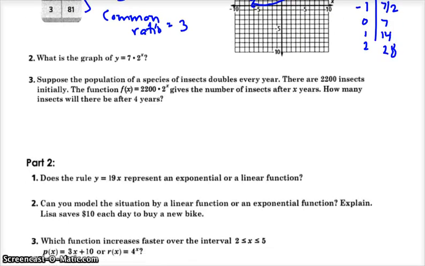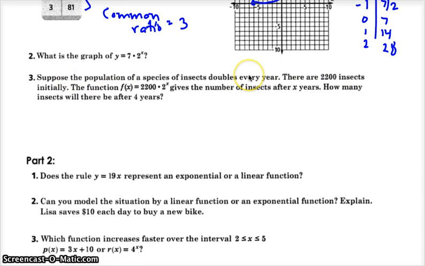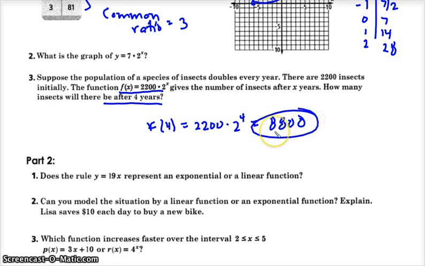In question number 3, it asks about the species of insects that doubles every year, and I'm given this exponential function, and it asks me how many insects will there be after 4 years. So I am plugging in f of 4. So I have 2200 times 2 to the 4th power. Plug that into your calculator and you're left with 8,800 insects.